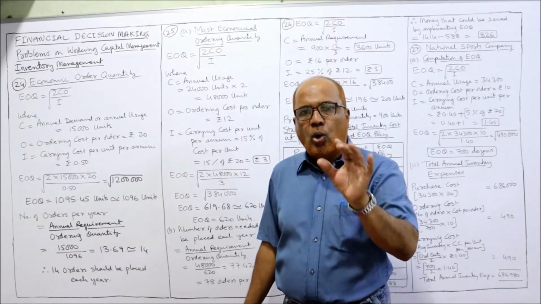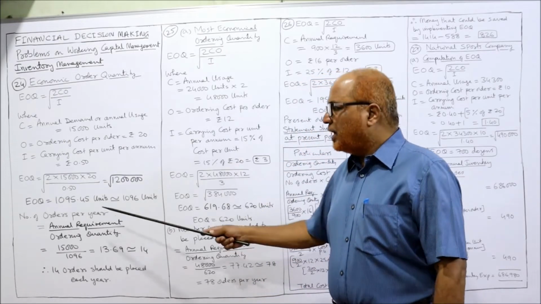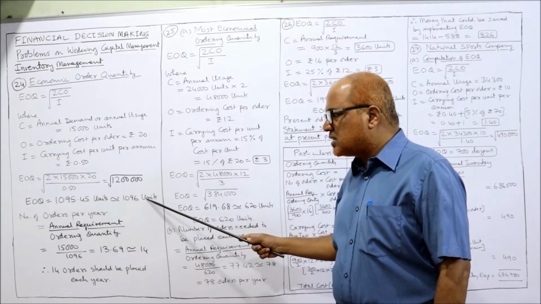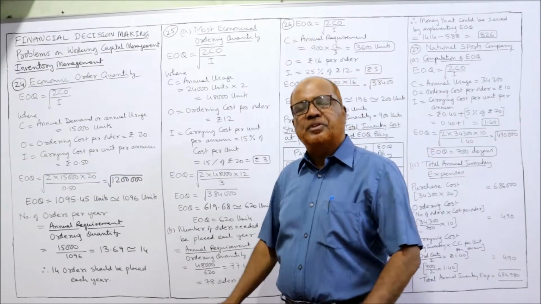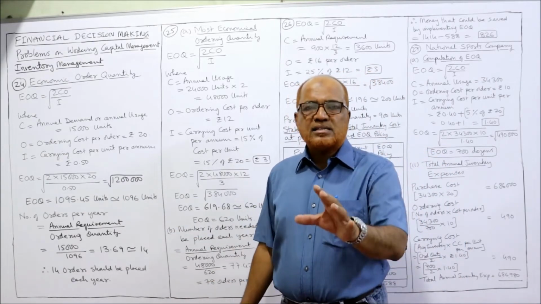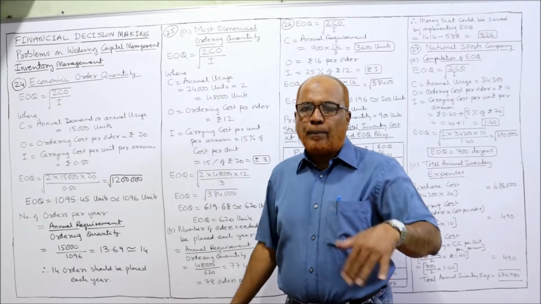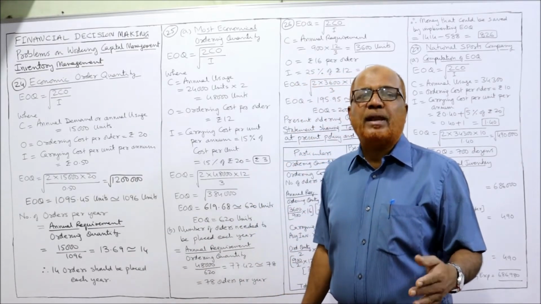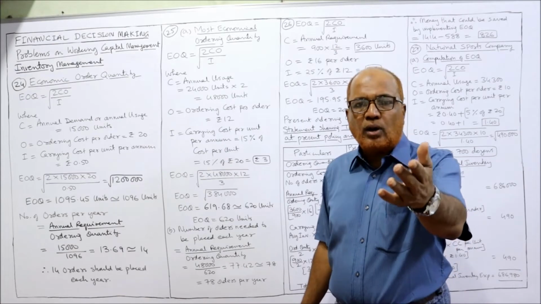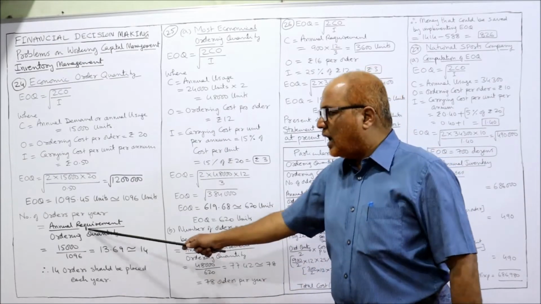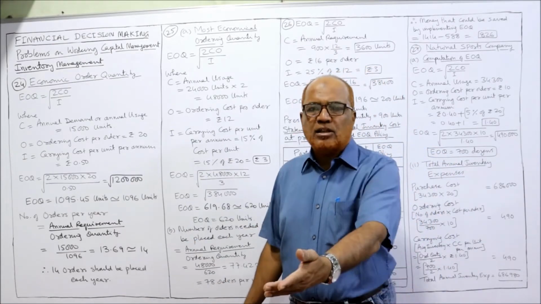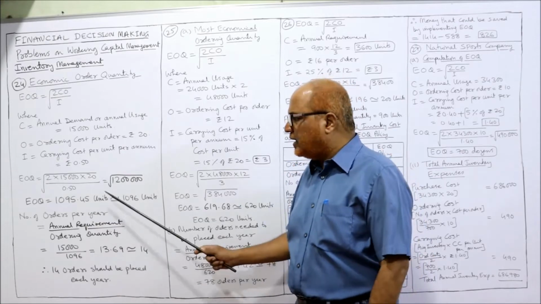The units should be in whole number. So we make it equivalent to 1096 units. This is the EOQ. That's all. It is asking you to calculate EOQ. But apart from that, how many orders are to be placed in 1 year? For your knowledge, for your information, I am calculating. Otherwise, in the problem, it is not asking. It is asking only EOQ.